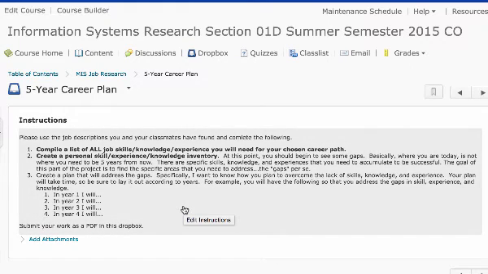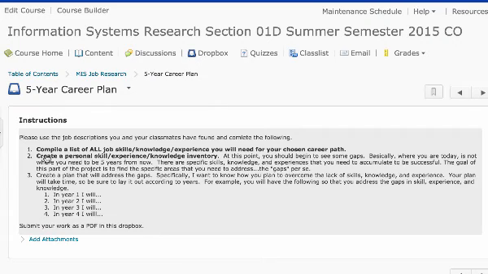So I told you that one of the things you need to do is to look at job position openings that you would be interested in 5 years down the road. And what I want you to do is compile a list from all the jobs of the skills and knowledge and experience that you will need for this chosen career path. So build you a list of all the things that you need to be successful in that career that you've seen from different job postings, some of the things that you'd be interested in 5 years from now.